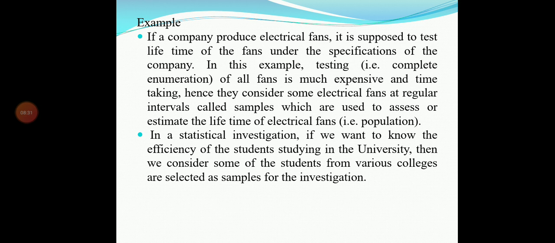That is called complete enumeration. We have to test each and every electrical fan, all the electrical fans produced by the company. Testing all the electrical fans produced by the company is called complete enumeration. But it is much expensive. Testing all the fans produced by the company is much expensive and also time taking.